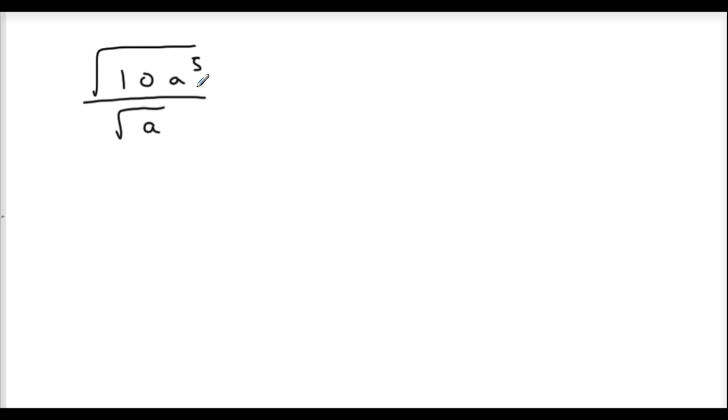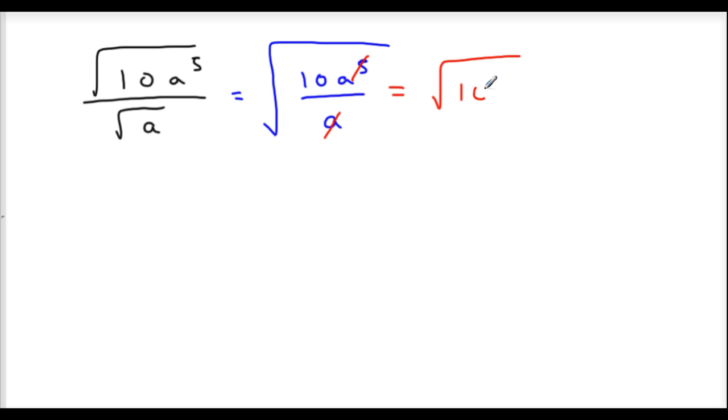Radical 10 a to the 5th, over radical a. If you notice, they both have an a in numerator and denominator. So if I want to look at this like 10a to the 5th over a, can I simplify anything? Yeah, I can simplify my a's. So a to the 5th and a can simplify, and I'll be left with radical 10a to the 4th.